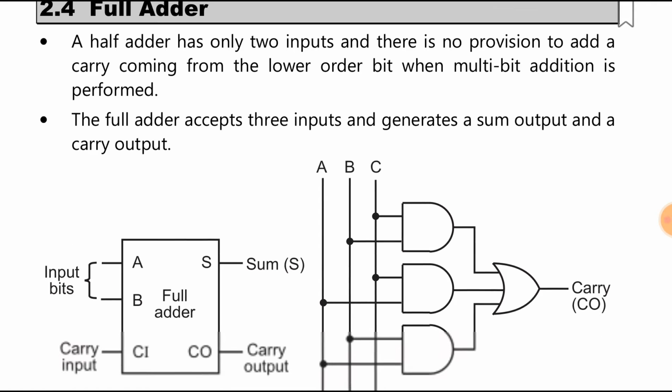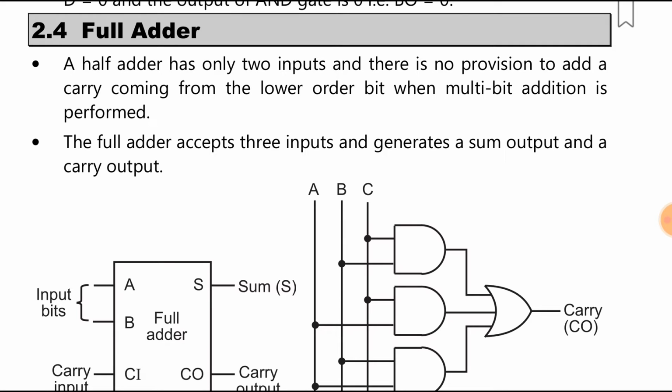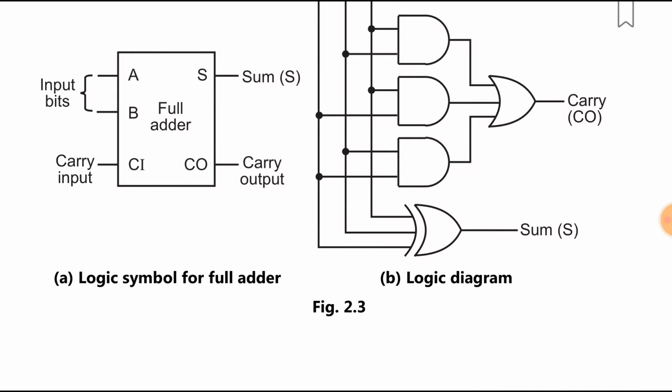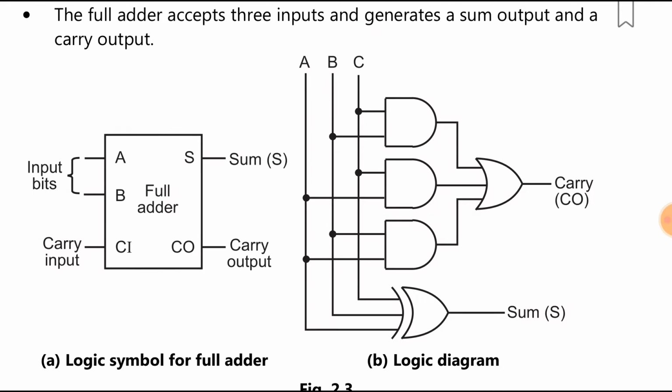Now what is a full adder? A half adder has only two inputs and there is no provision to add a carry coming from the lower order bit when multi-bit addition is performed. That means if I want to do the addition of two numbers, I use a half adder. But if I want to add three numbers, I have to use a full adder. A full adder accepts three inputs and generates a sum output and a carry out. This is the logic symbol of the full adder and this is the logic diagram of the full adder circuit.